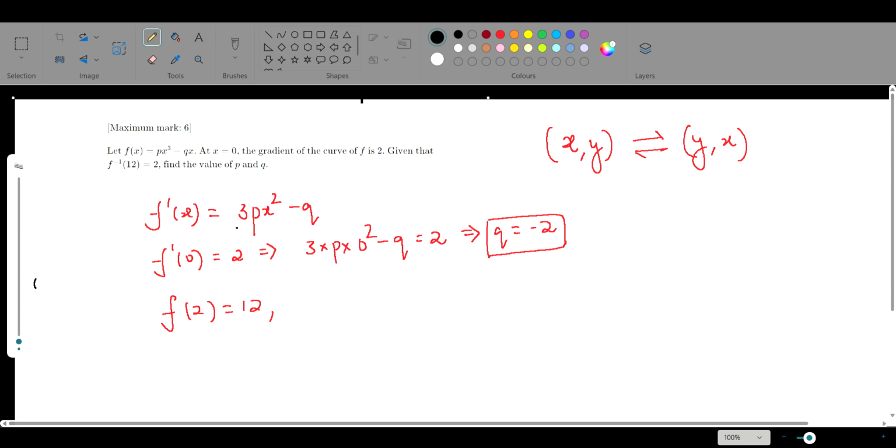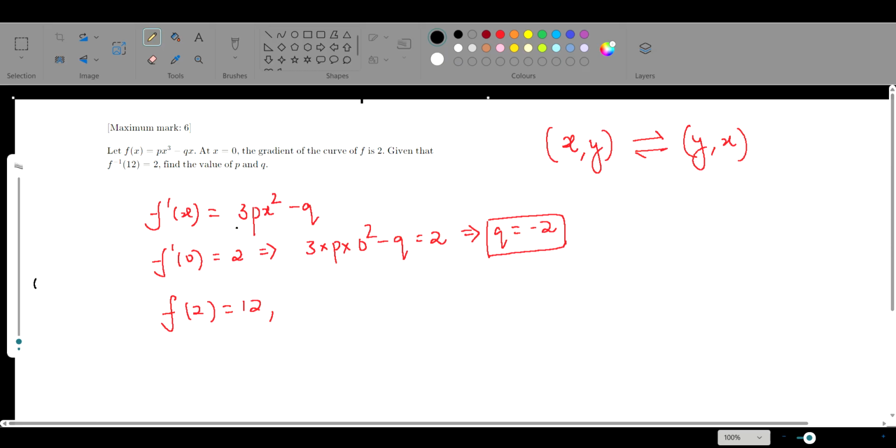3px square minus q is equal to 2. 3p, and y is equal to 2. Where is it written that y is equal to 2? Because of the gradient of the curve, you need to put the value inside that, right? If x is equal to 0, then it will be 2. It's not just a random x is equal to 2.